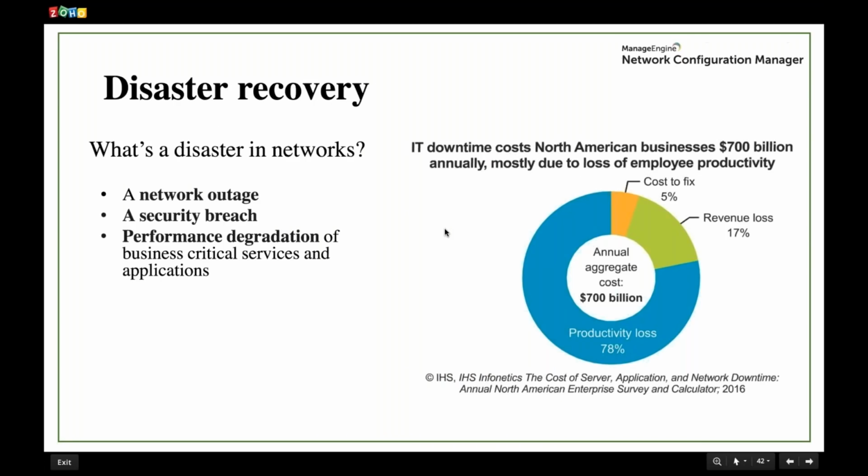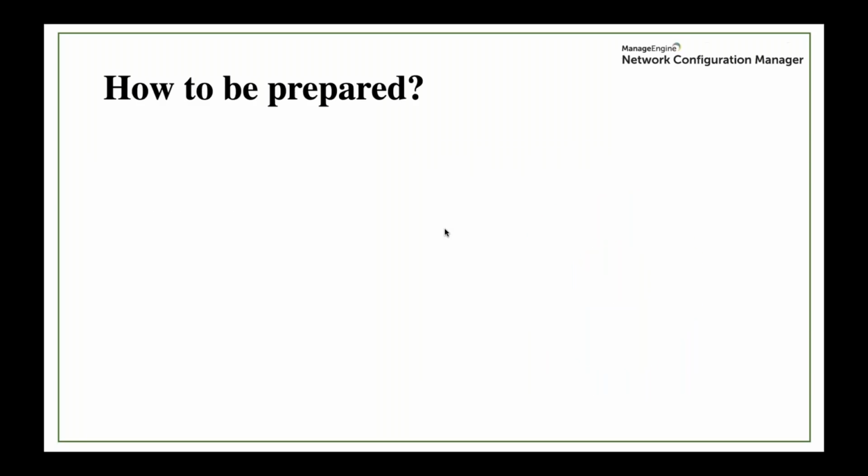With that, let us go to disaster recovery. So what amounts to a disaster in a network? It could be a network outage, it could be a security breach, or it could be a performance degradation. Any of these could cost the business dearly. It could have a financial cost to your business. Now, in times of disaster, let us see how NCM helps you to be prepared.